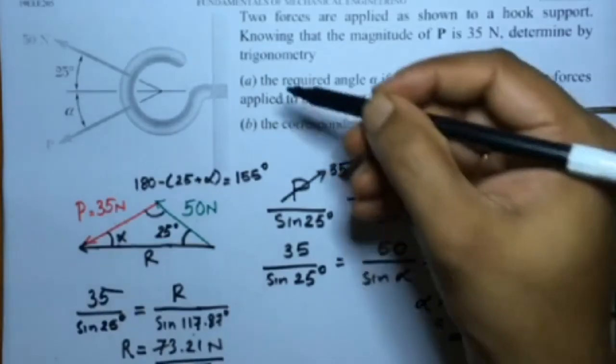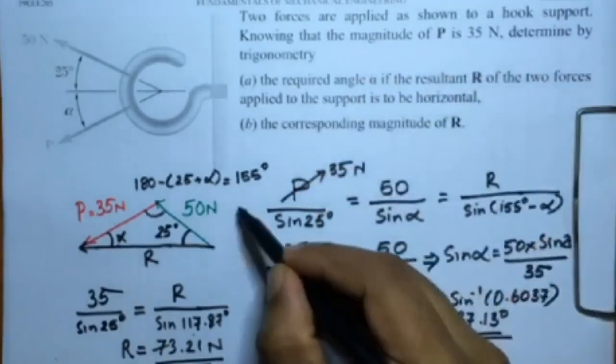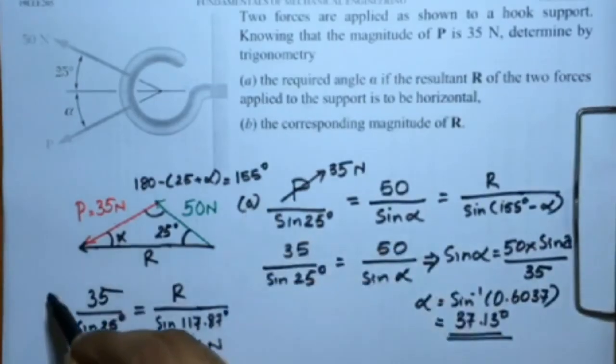So, we have answered both the A part and B part. A part is here and the B part is here.